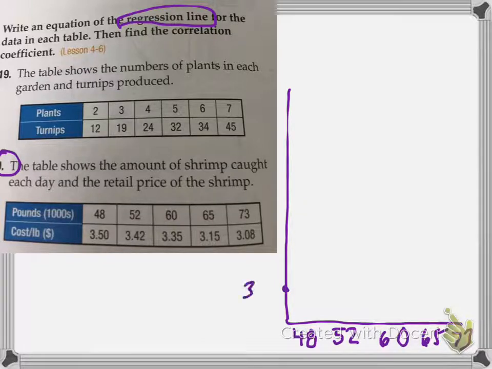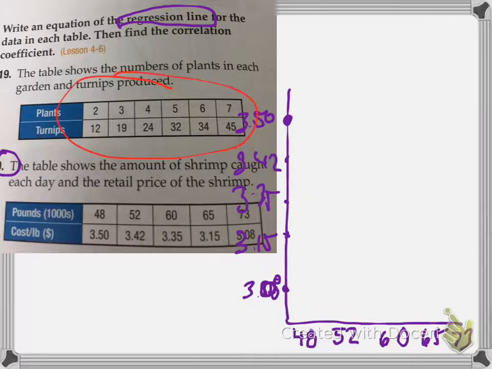Then here would be 350. Oh no, it starts here and goes the other way. So it'd be 350, then 342, 335, 315, and 308. Then you would have to plot those as best you can. With these numbers, they're not real great. Hopefully on your test you get numbers that look like they'd work a little better.